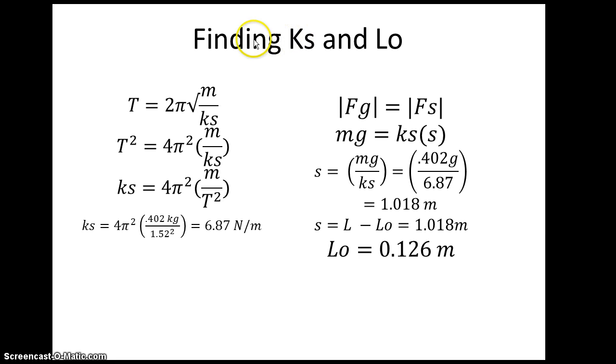In finding the spring constant, we use the period equals 2 pi times the square root of the mass over the spring constant. Then solving for the spring constant, it is equal to 6.87 newtons per meter. The initial length L naught was found by knowing that mg equals the spring constant times s. By manipulating this, we get that L naught is equal to 0.126 meters.